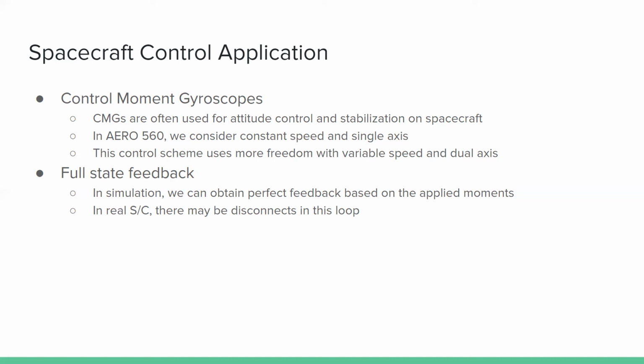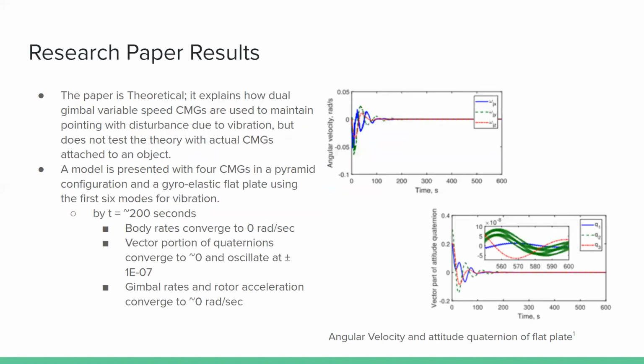Now, in reality, there might be some disconnects as information would probably go from whatever's measuring the attitude to a computer, and the computer would go back to the ADCS, and ADCS would probably send information back to the computer or other components. The paper is theoretical. It explains how control moment gyros are used to maintain pointing with disturbance due to vibration, but does not test the theory with actual CMGs attached to an object.